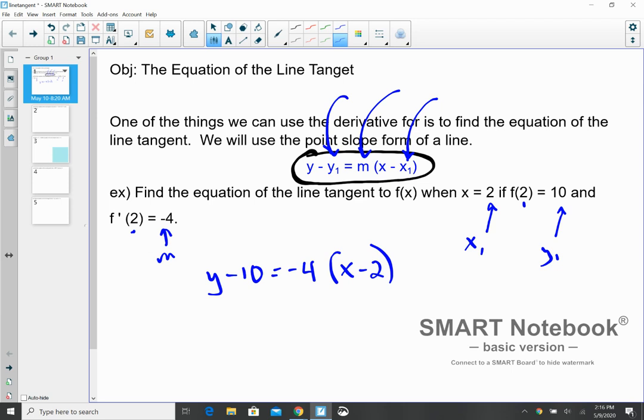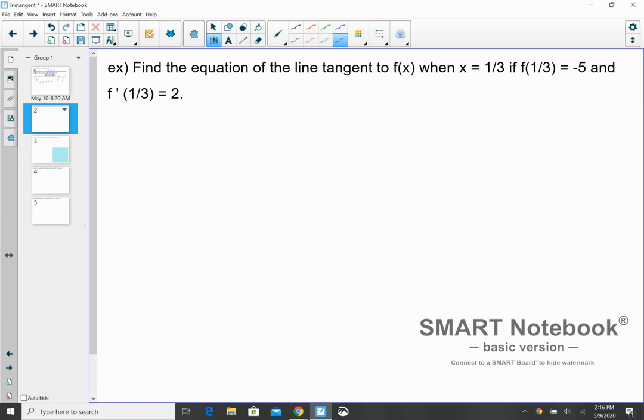So before you stop the video and try to do the homework, you'll be confused after the second example, so hang on. Here's another one, very similar. If you want to pause real quick and then try to work it out.